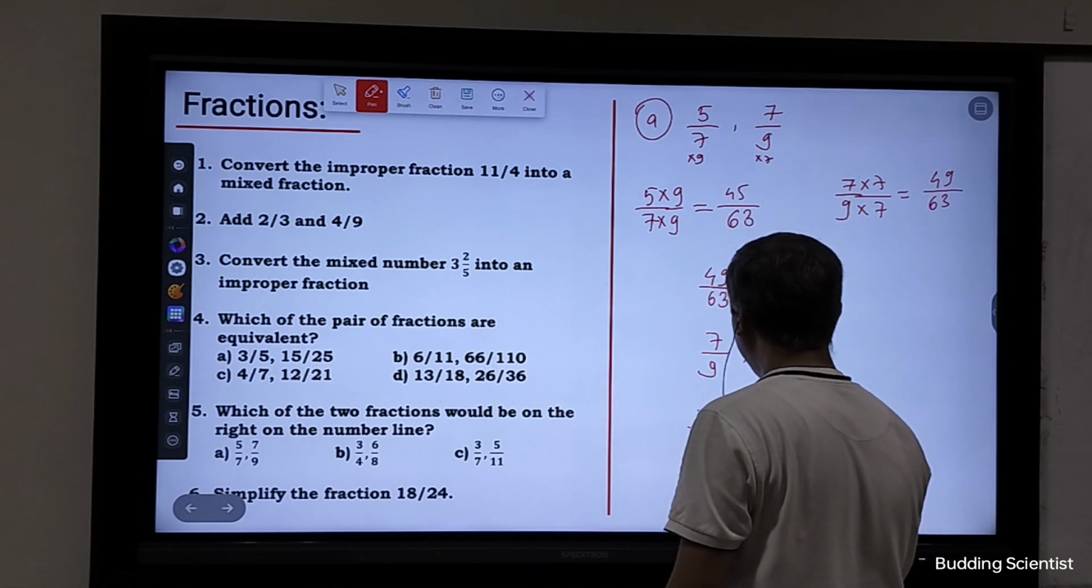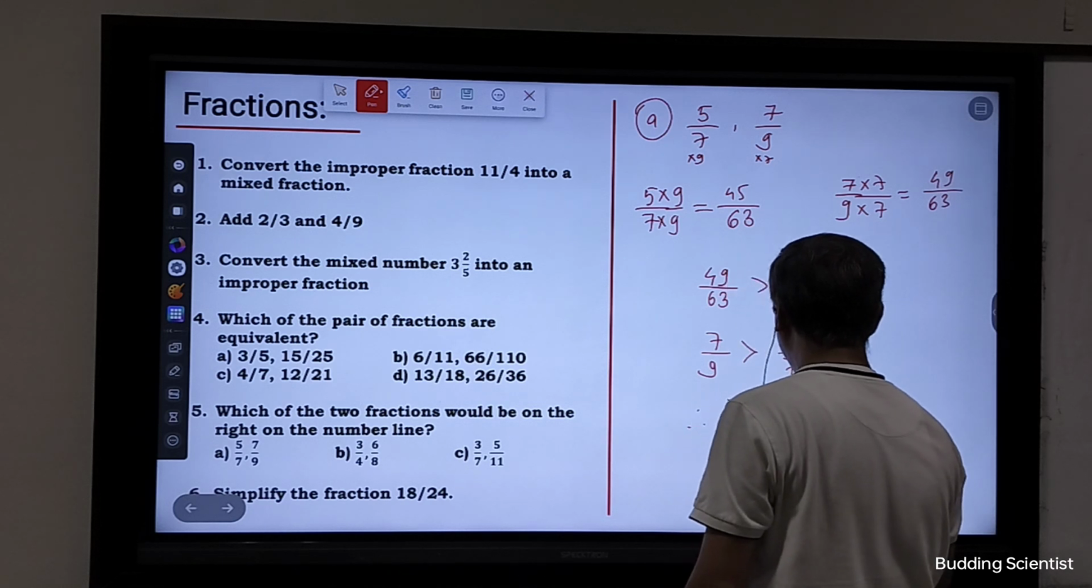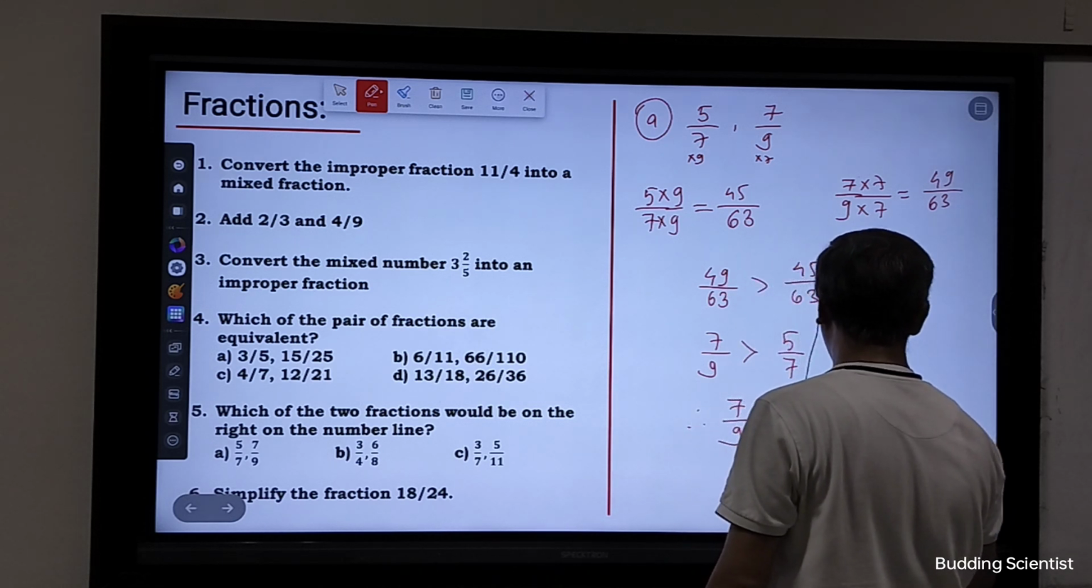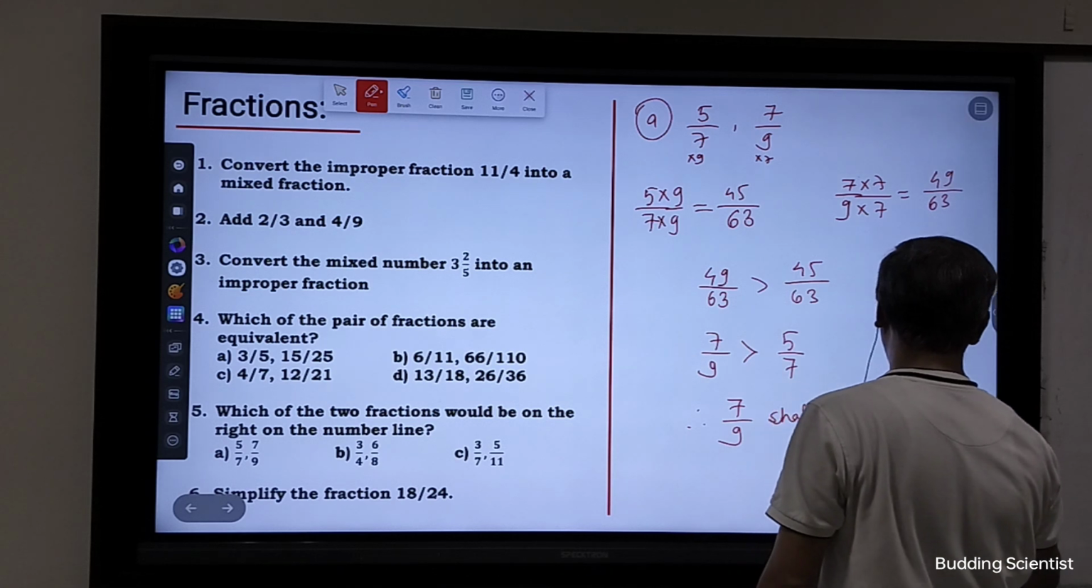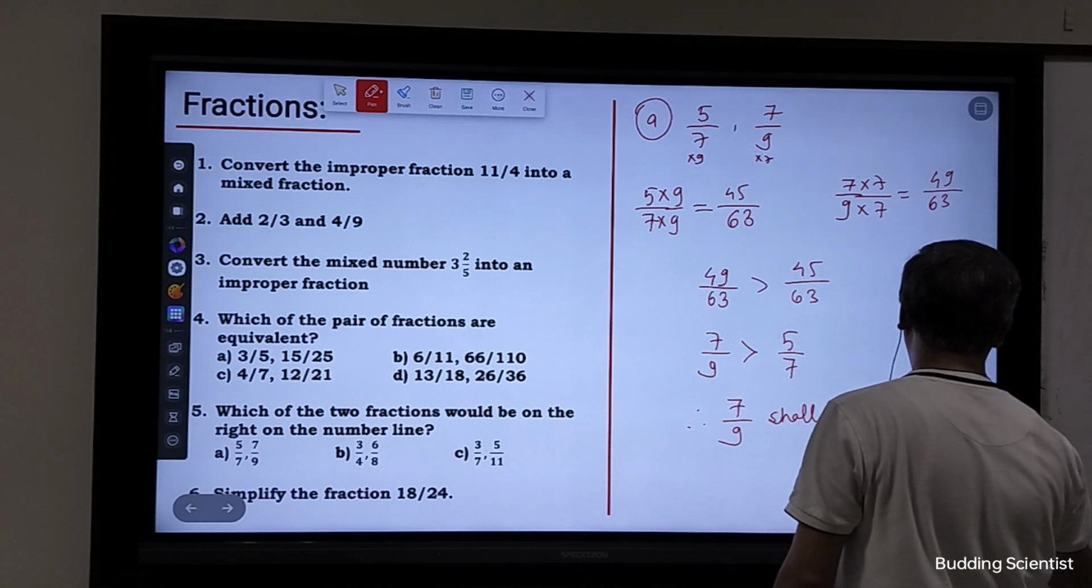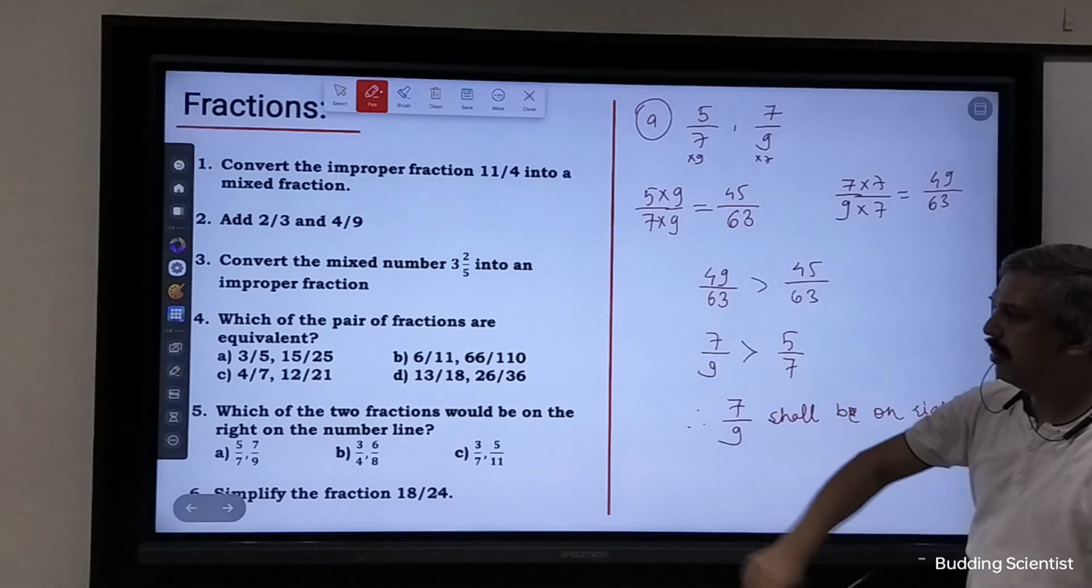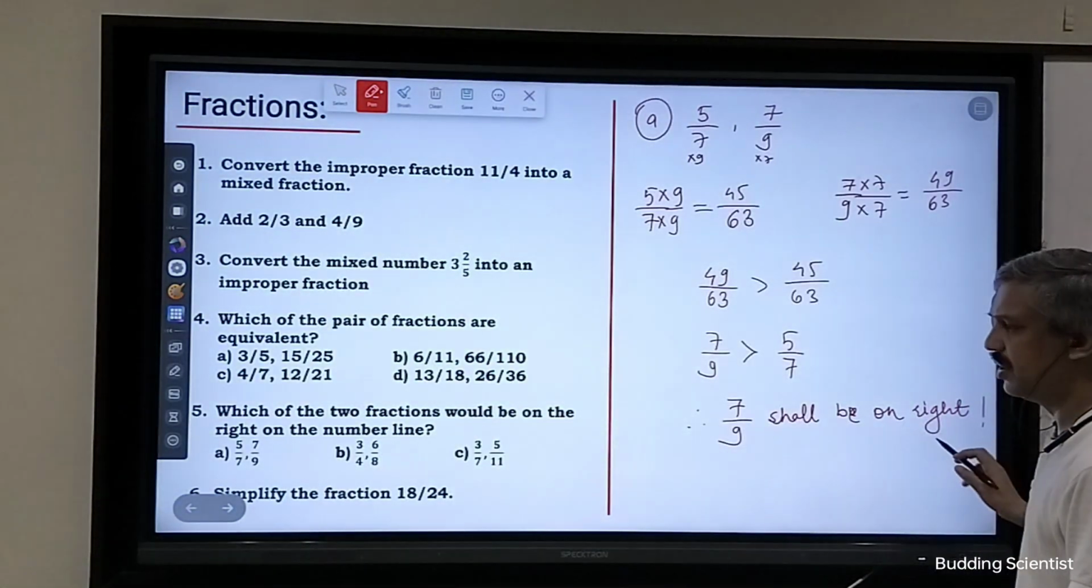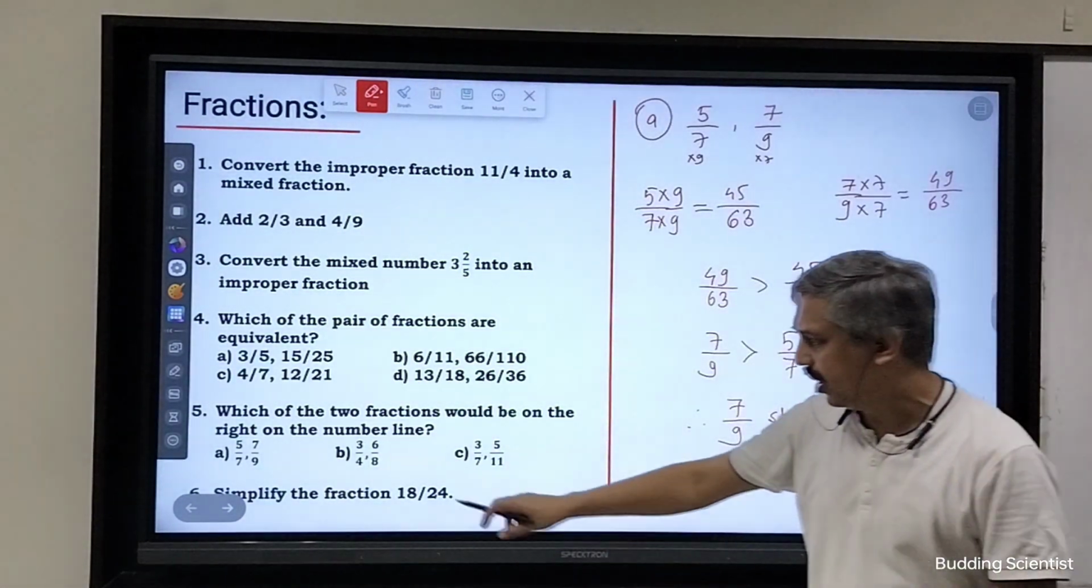Therefore 7 by 9 shall be on the right side, या फिर on the right. Which number shall be on the right? 7 by 9 shall be on the right. You can check these two numbers.